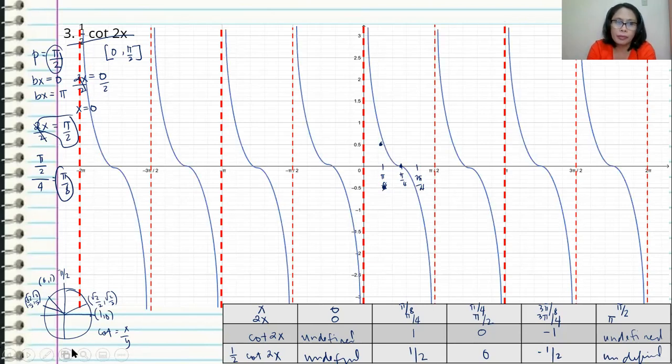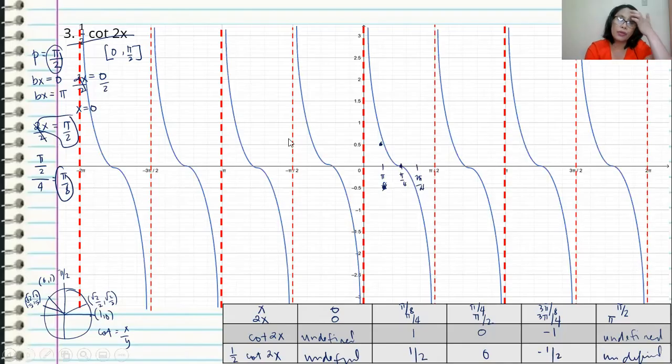Okay. So take note that the graph becomes narrower in comparison to the graph of cotangent x, since b is greater than 0. So this is how to sketch the graph of tangent and cotangent functions.